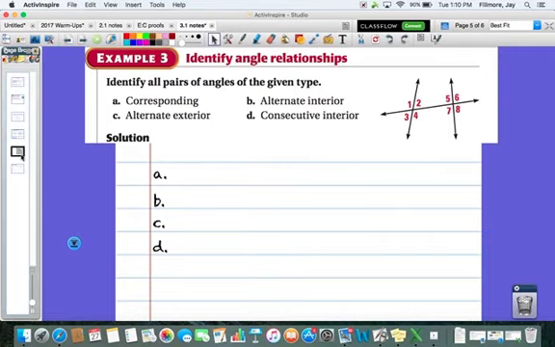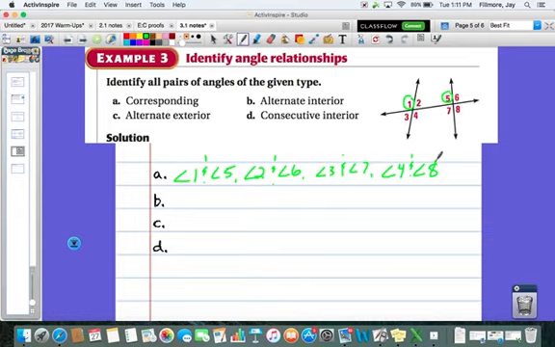So, corresponding angles. Pick a pair of angles that are in the same relative position. So, for example, angle 1 and angle 5 are both in the top left-hand corner. If you chose angle 2 and angle 6, they're both in the top right-hand corner. Angle 3 and angle 7, bottom left-hand corner. And then angle 4 and angle 8, bottom right-hand corner. Those are all considered corresponding angles. They're matching in the same position.